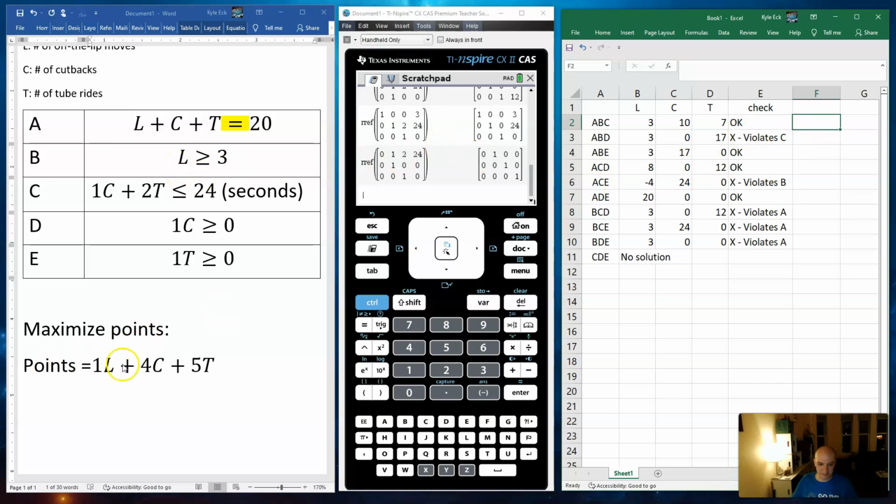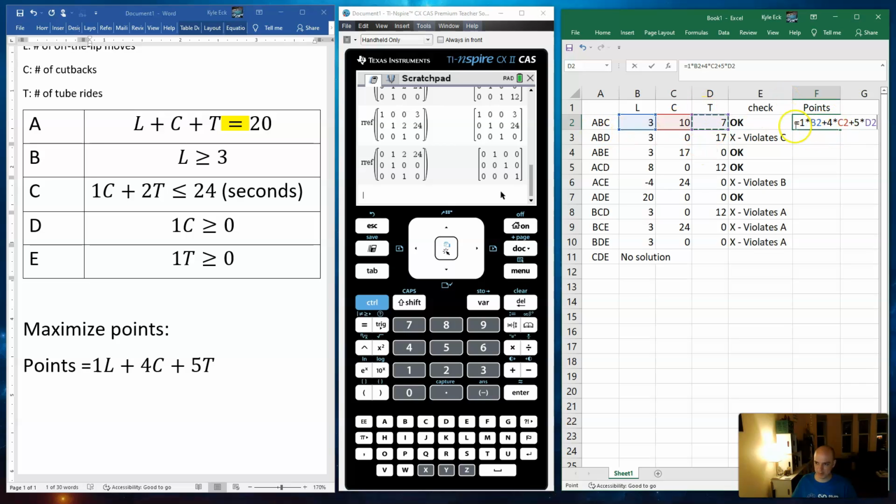Well, the next step is the objective function. All of these 4 surviving points, right here, put those in bold, we need to check the objective function. Now, I'm in my spreadsheet, so I'm going to do something really cool. Check this out. I know the objective function is 1L, so I'm going to do equals 1 times asterisk, I'm going to click the number of off the lip moves, plus 4 asterisk times the number of cutbacks, plus 5 times the number of tube rides, which is in cell D2.